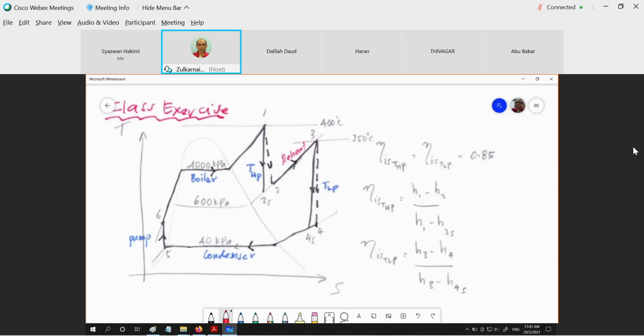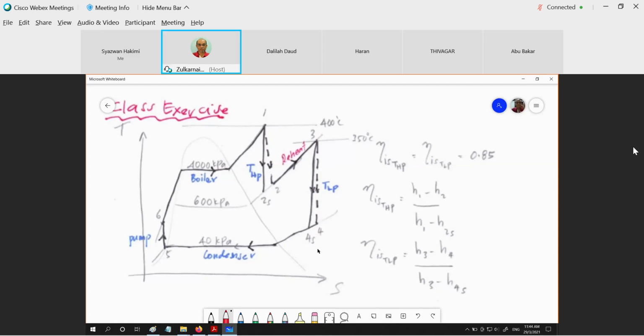Then we have the second expansion, 3 to 4, the actual expansion, taking care of the isentropic efficiency. 3 to 4S is the ideal expansion, assuming it's reversible and adiabatic, or constant entropy. And then, what is the actual condition going into the condenser? The actual state going into the condenser is state 4. Therefore, the darkened line starts from 4. It does not start from 4S because 4S is not the beginning of the condensation process in the condenser.